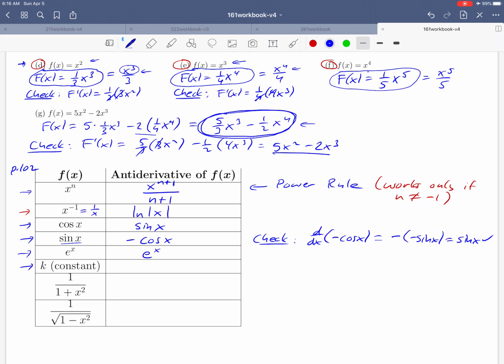Okay, can you think of a function whose derivative would give us just the number k? If you think about it a little bit, kx will work. What happens if you take the derivative of k times x, where k is a constant? Well, the derivative of x is 1, and so the k just comes out and we get k, confirming that kx really is an antiderivative.